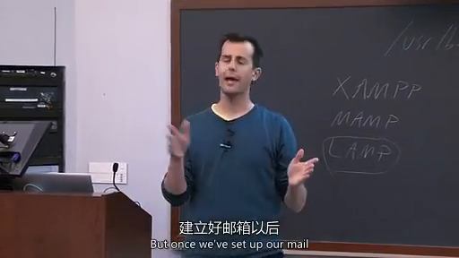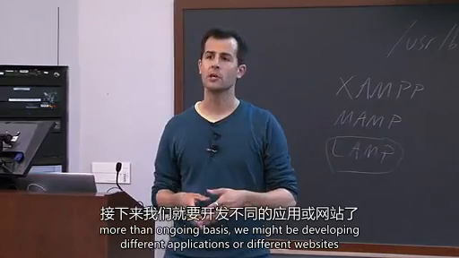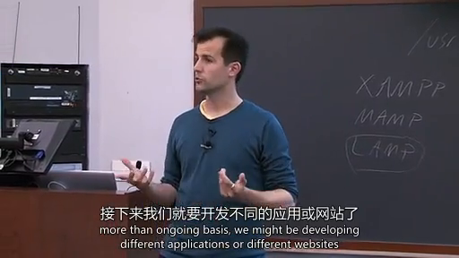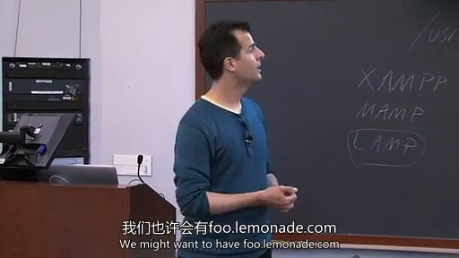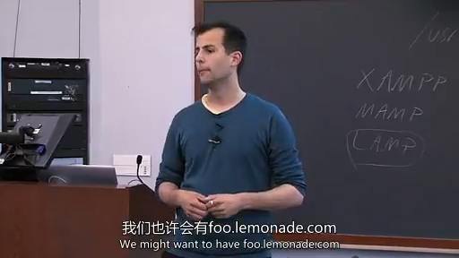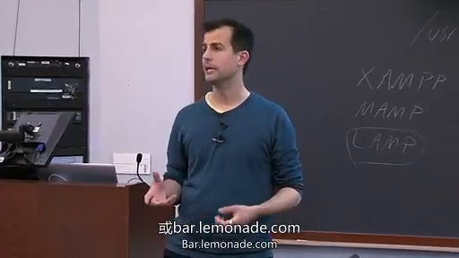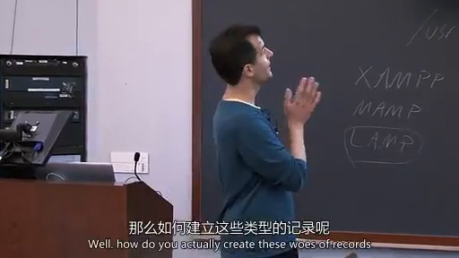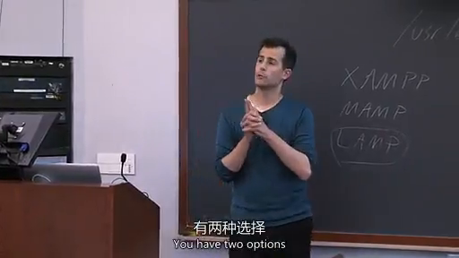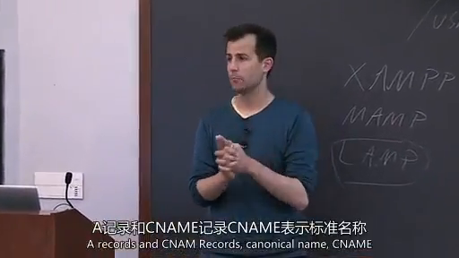But once we've set up our mail, more on an ongoing basis, we might be developing different applications or different websites. We might want to have foo.lemonade.com, bar.lemonade.com. Well, how do you actually create these types of records? You have two options, A records and CNAME records.